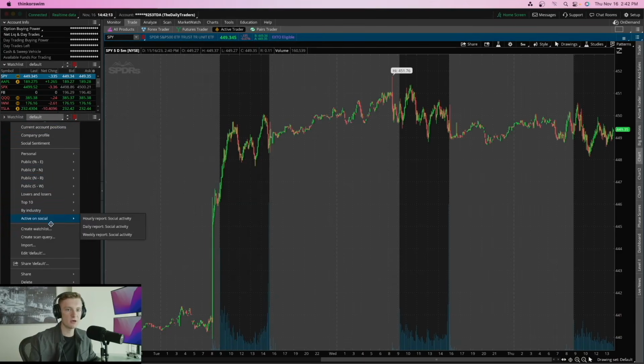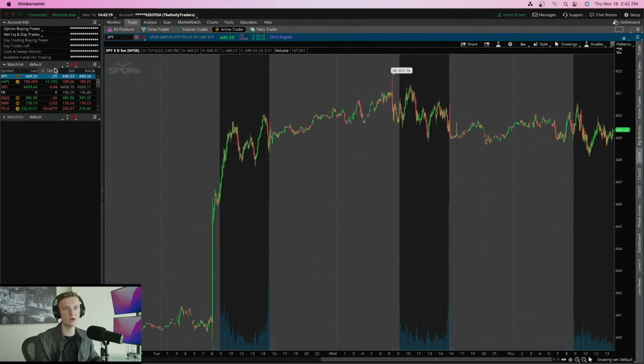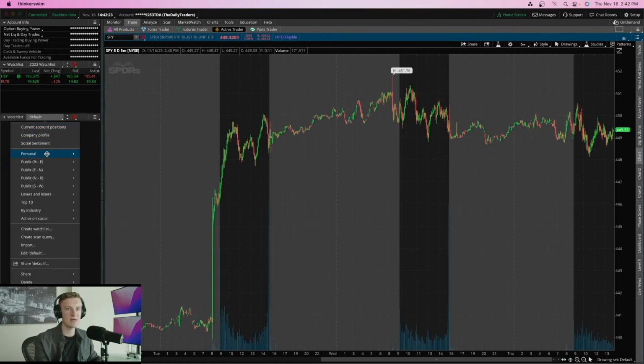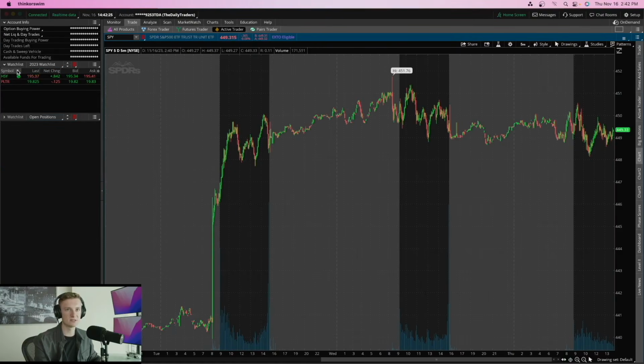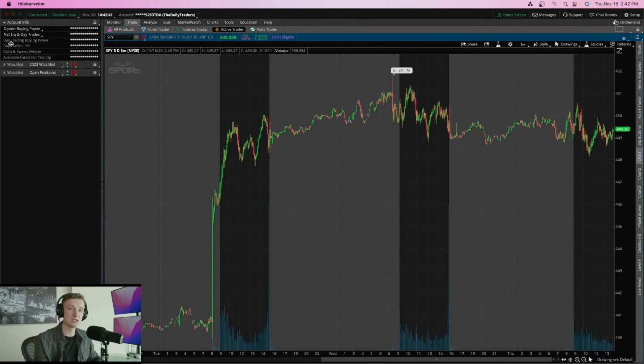So default, create watch list, open positions. So I'm just gonna be using that 2023 watch list in open positions. If you go to personal, you can see 2023 watch list and then personal, open positions. So super easy. Under account info, there's gonna be all of your account information, how much money you have in your account, how much buying power, how much option buying power. Now I am on a margin account because I do have over 25,000 in my account. So yours is going to look a little different there.